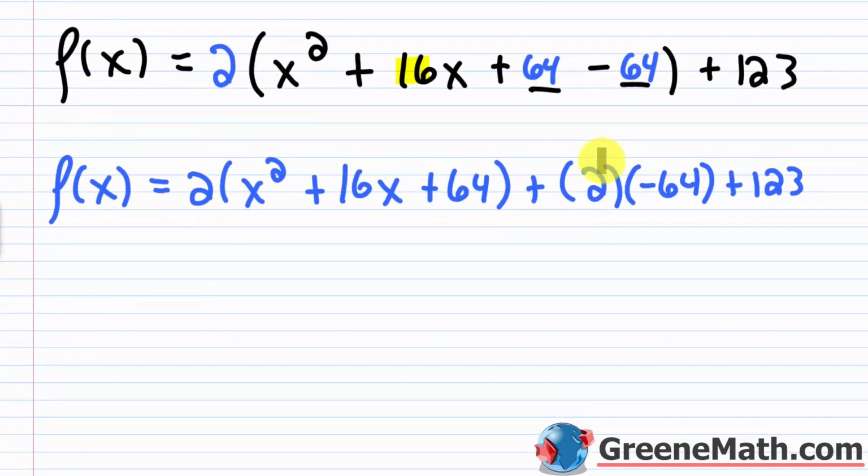So that's what you have to be careful of, okay? If you have something outside the parentheses like this 2 or whatever the number is, if it's not 1, you've got to do this extra step. It's a very common mistake to miss that.